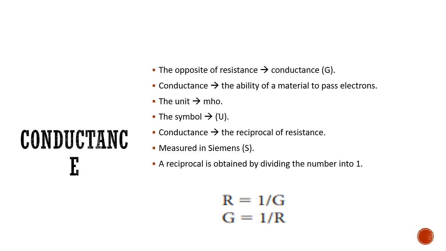A reciprocal is obtained by dividing the number into 1. Resistance, R equals 1 over conductance, G. Thus, conductance, G equals 1 over resistance, R. If the resistance of a material is known, dividing its value into 1 gives its conductance. Similarly, if the conductance is known, dividing its value into 1 gives its resistance.